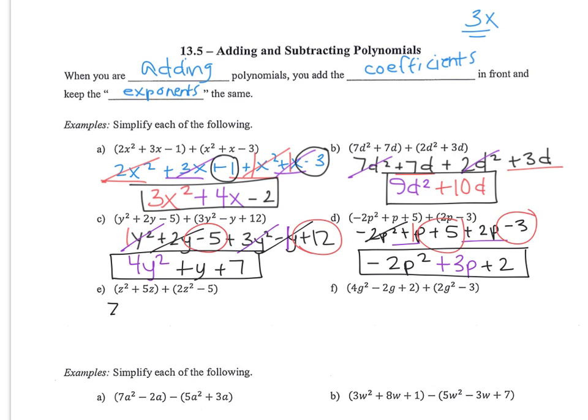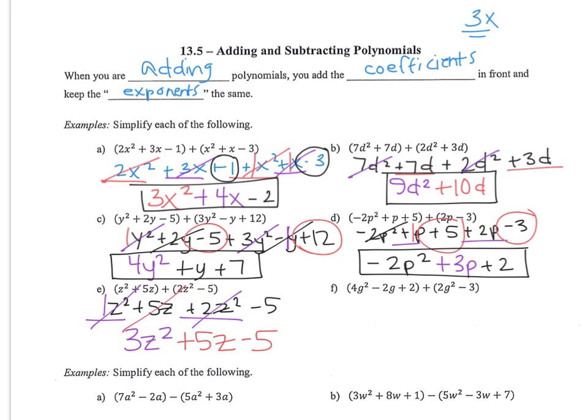And then this one I don't need my parentheses, so z squared plus 5z plus 2z squared minus 5. So there's a 1 in front of here, so 1z squared and 2z squareds are 3z squared. These two, this one has a z, but this one does not, so I can only take net positive 5z. So I'm going to write positive 5z and then minus 5.